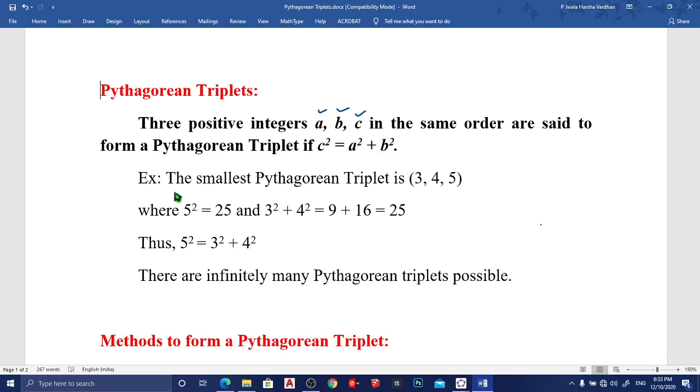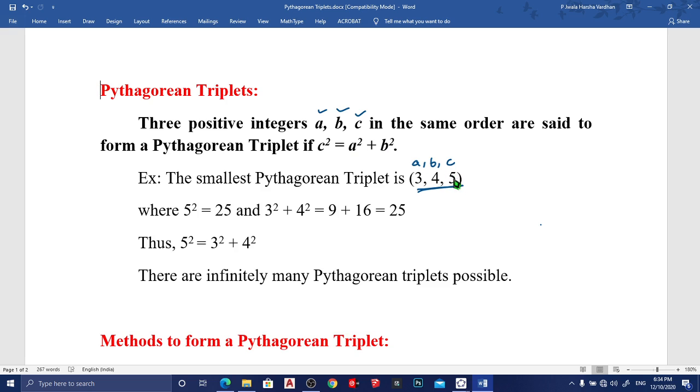For example, take the smallest Pythagorean triplet, 3, 4, 5. Do these three numbers belong to a Pythagorean triplet or not? How can you check that? Take them in the same order. A Pythagorean triplet is always written in a small bracket, separated with commas, like this: (3, 4, 5). In the same order only we have to take a, b, c, because you have to apply this formula.